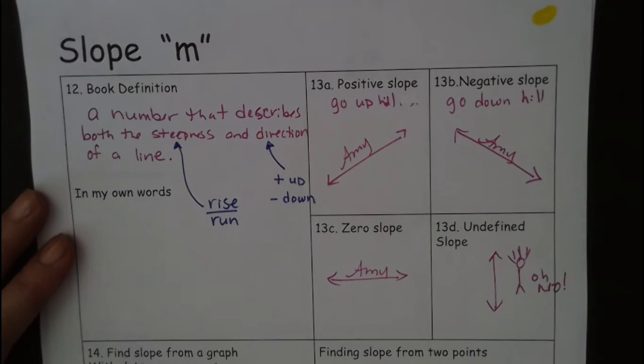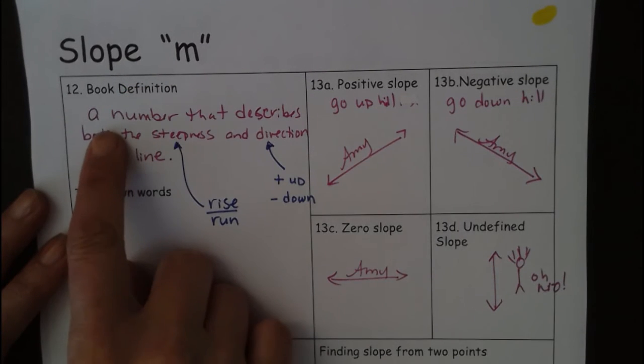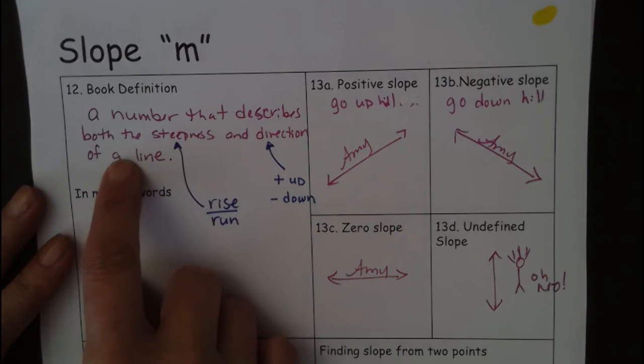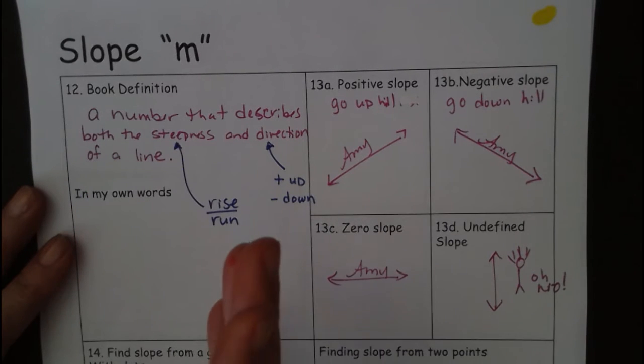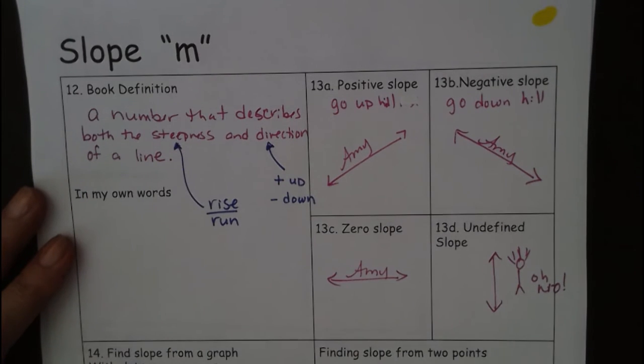So today we're going to be talking about slope. Slope, the book definition, is a number that describes both the steepness and the direction of the line: how steep it is, and the direction, whether it's going uphill or downhill. We'll be defining it exactly, but we do want to glimpse at the line and at least be able to know a little bit about it.